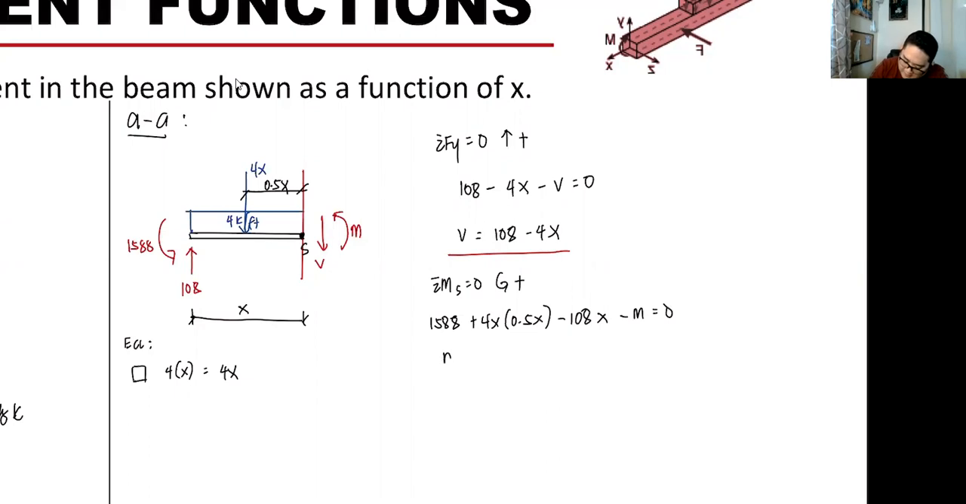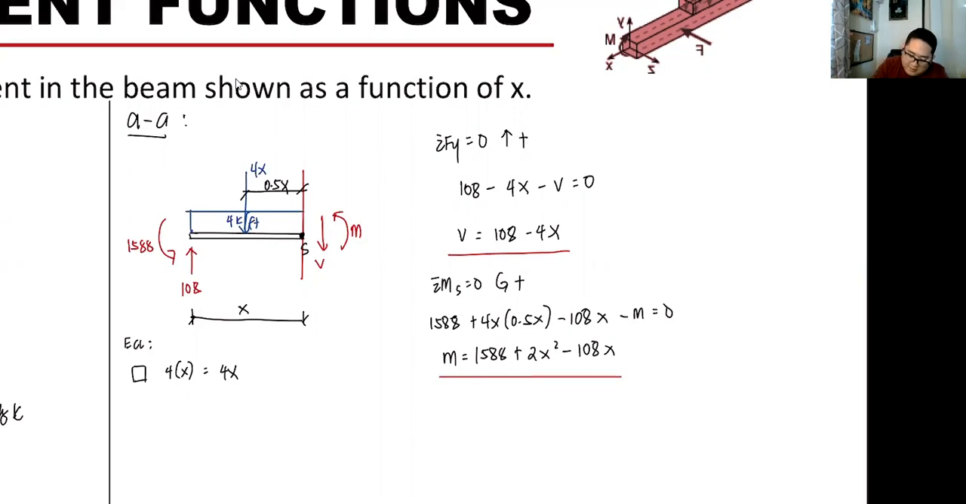So arrange lang natin. Si m, lipat natin. And then combine natin yung pwede i-combine. So dito, I think wala nang pwede i-combine, no? Plus 2x squared minus 108x. Okay? So this will be our moment equation.